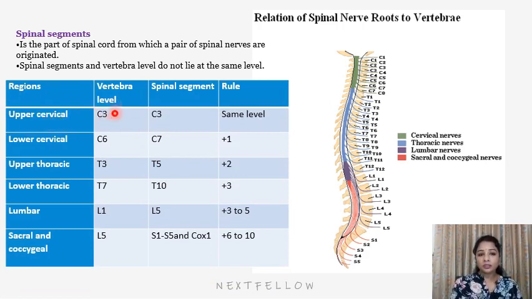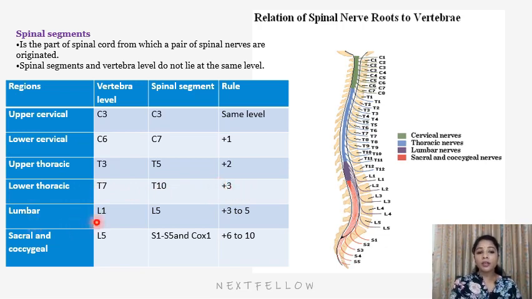Upper three cervical segments are in line with the three vertebral levels. Lower cervical, if we see, at the sixth vertebral level, we see the C7 spinal segment. So one is added here. Upper thoracic, at the level of T3, we see the T5 spinal segment. So two spinal segments are added here. And lower thoracic, T7, T10. So three spinal segments are added.